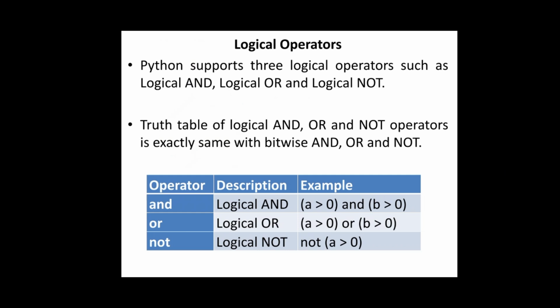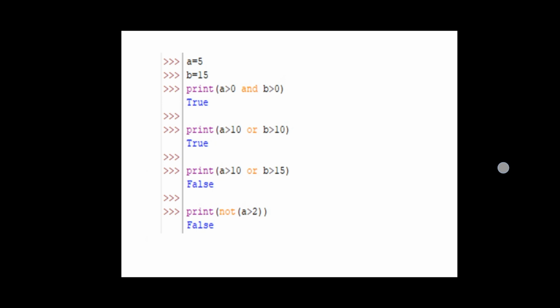Logical NOT, not A greater than 0. If this is true, then NOT means false. If A greater than 0 is false, then NOT means true. Take one example. A equal to 5, B equal to 15. Now print A greater than 0 and B greater than 0. So 5 greater than 0, that is true, and 15 greater than 0, that is also true. When both are true, then true results.